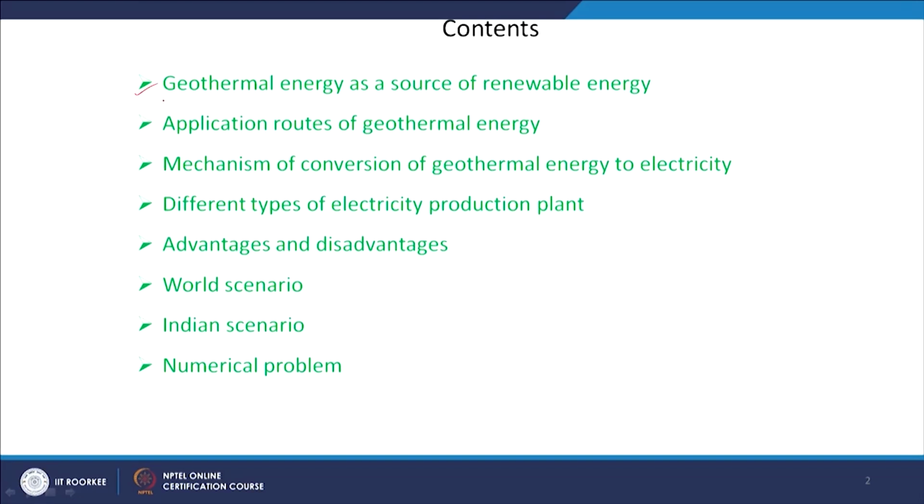Hi friends, now we will discuss the topic of geothermal energy. The contents of this class are: geothermal energy as a source of renewable energy, application routes of geothermal energy, the mechanism of conversion of geothermal energy to electricity, different types of electricity production plants or schemes, and then advantages and disadvantages, world scenario, Indian scenario, and one numerical problem. Now, we will see geothermal energy as a renewable energy source.